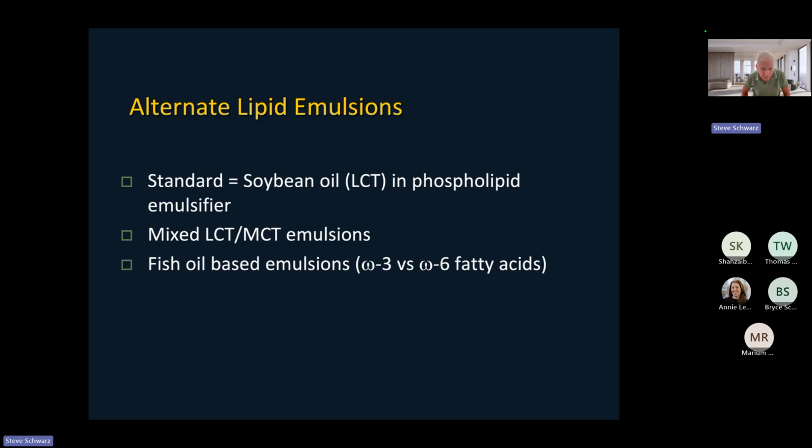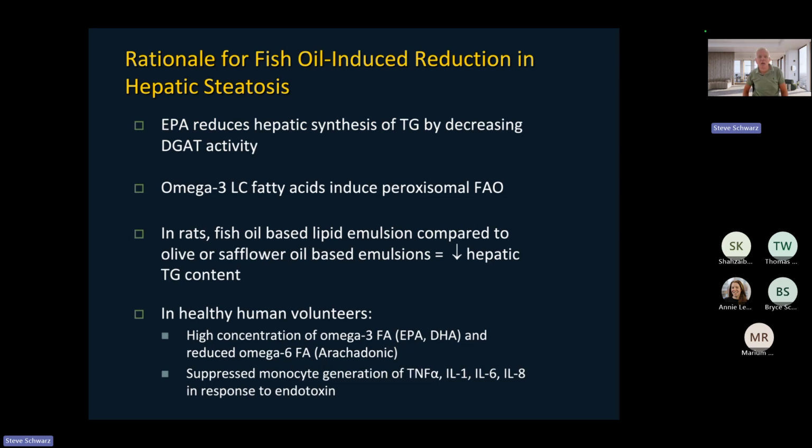But there are also alternate lipid emulsions that we talked about a bit. The standard is the soybean oil in phospholipid emulsifier. Then there are the mixed long-chain and medium-chain emulsions and the fish oil-based emulsions, which substitute omega-3 for omega-6 fatty acids. The omega-3 fatty acids are eicosapentaenoic acid and docosahexaenoic acid. EPA reduces the hepatic synthesis of triglycerides by reducing diglyceride acyltransferase activity. So the fish oil itself is going to reduce the synthesis of fat within the liver.